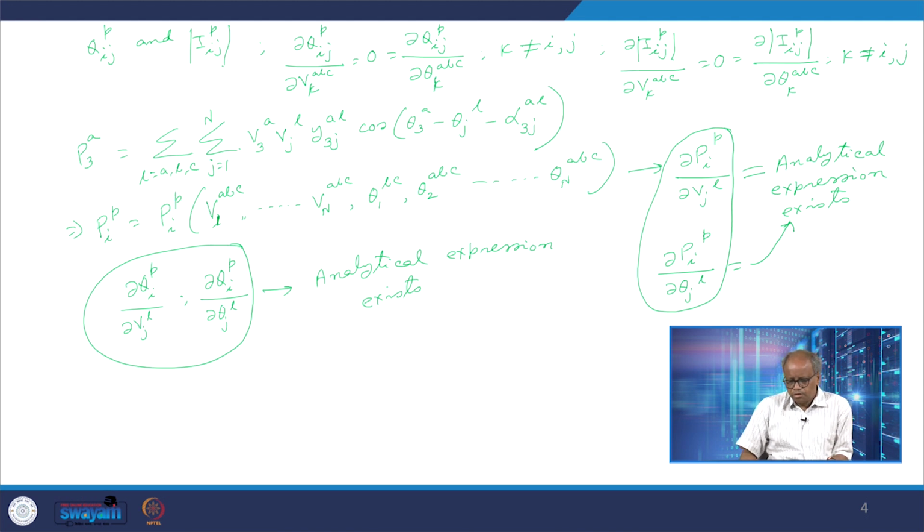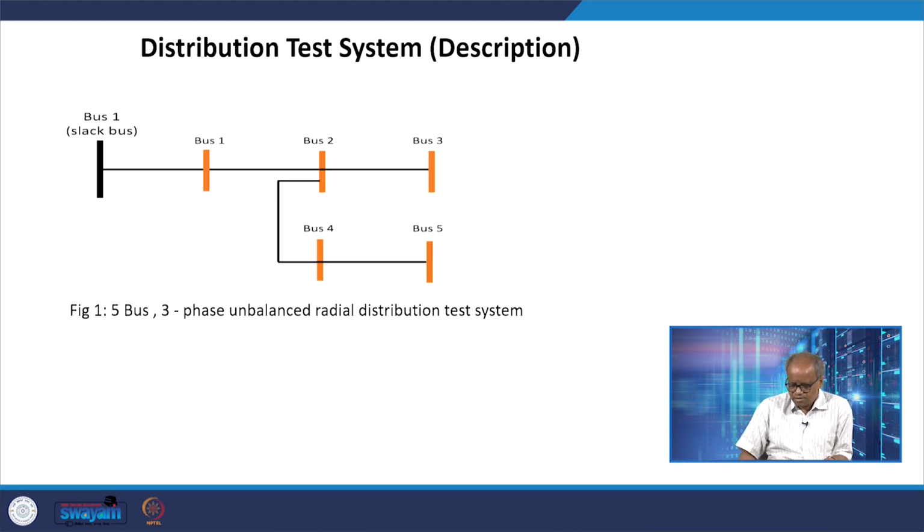So now with this, let us look at a simple example. This is a kind of distribution test system. There is a 5 bus system: this is slack bus 1, bus 2, bus 3, bus 4 and bus 5. This is a 3 phase unbalanced system.